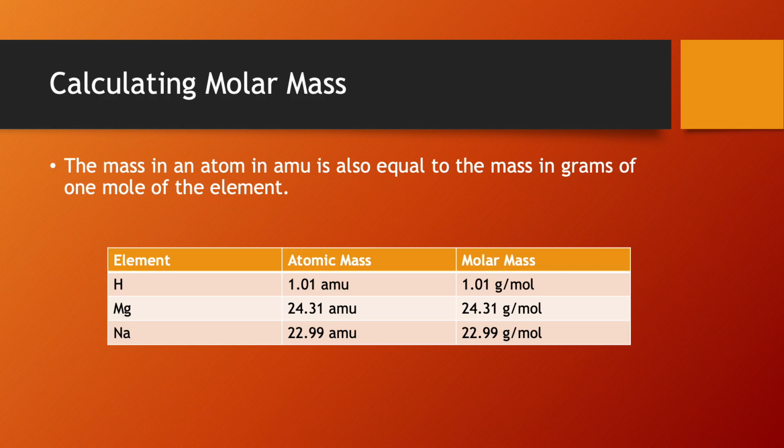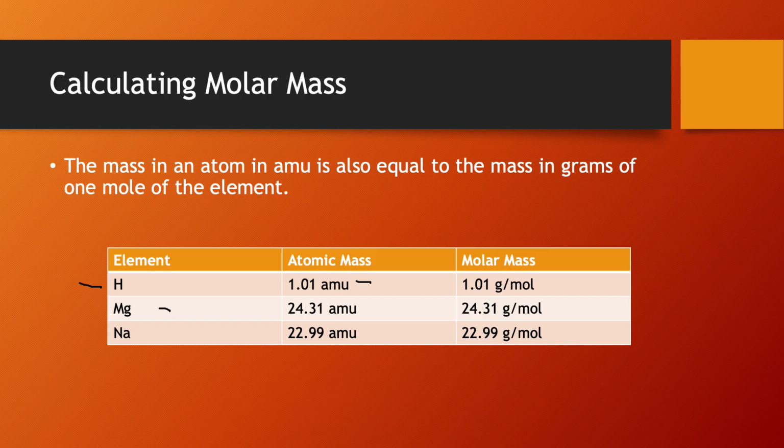The mass of an atom in AMU is also equal to the mass in grams of 1 mole of that element. So if I looked at hydrogen as an example, the atomic mass unit for hydrogen on the periodic table is 1.01. Remember, we round to the hundredths place. The molar mass is the same thing, but I changed the units. The molar mass is 1.01 grams per 1 mole.